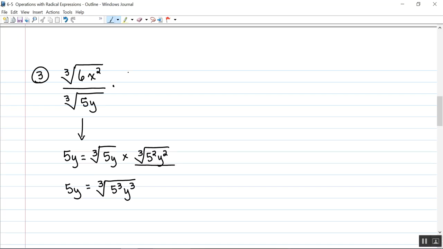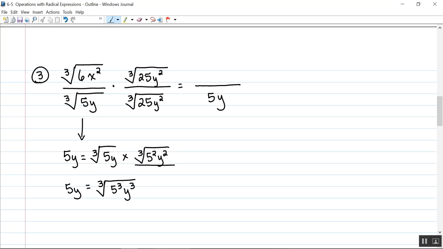So I'm going to multiply the top and bottom by this expression right here. The cube root of, and I'm going to simplify that a little bit, 25y squared, times the cube root of 25y squared. Now the point of this is to get just a plain old expression, numbers and letters, no radicals. So when I multiply across the bottom, that's just going to give me a plain old 5y, which is what I want.